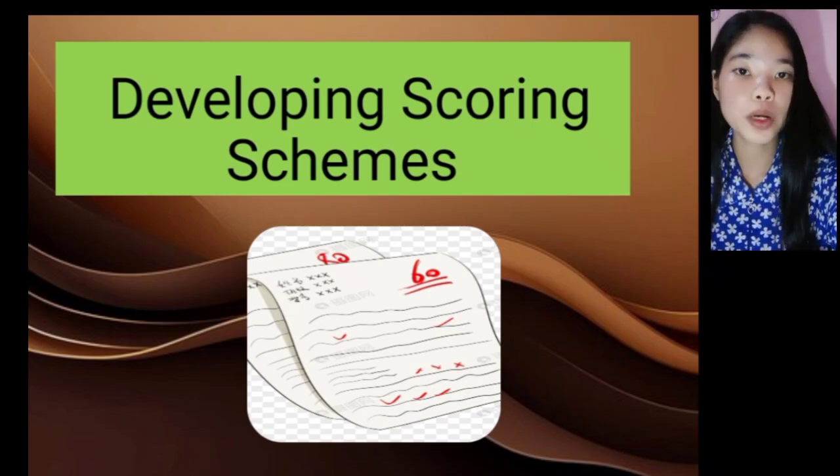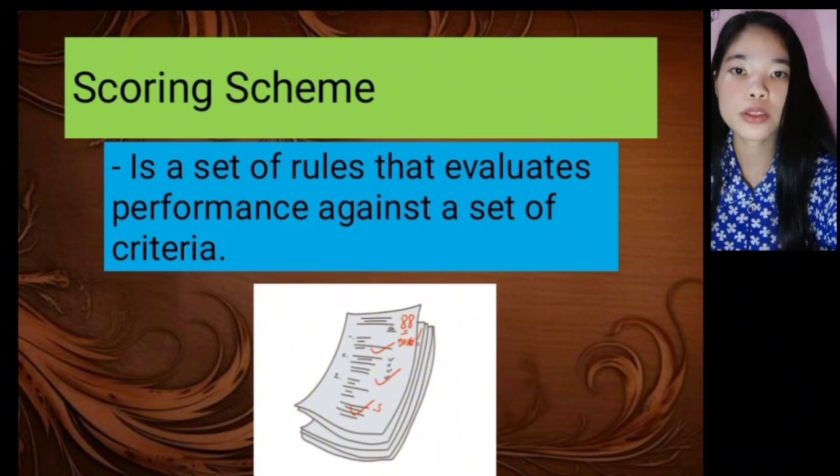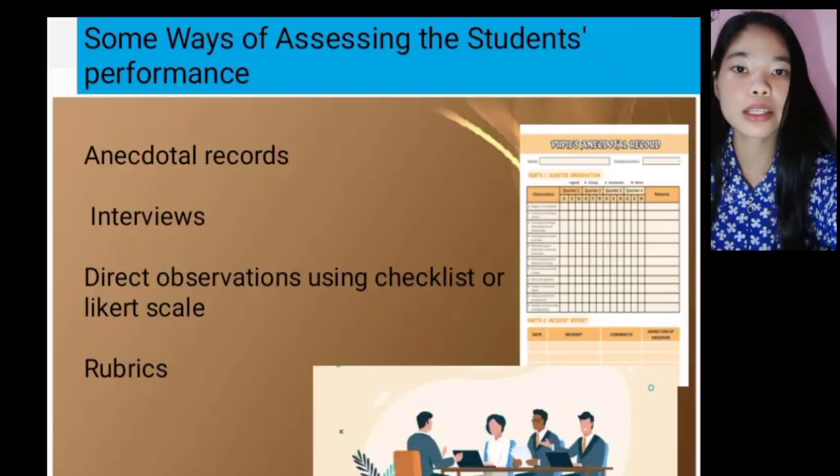Developing scoring scheme. I will be discussing the importance of using various tools to assess students' performance, which emphasizes that the options of the assessment tools should be aligned with the specific task or performance being evaluated. First, let us know what is scoring scheme. A scoring scheme is a set of rules that evaluates performance against a set of criteria. We'll use such rules to come up with the most appropriate and effective evaluation.